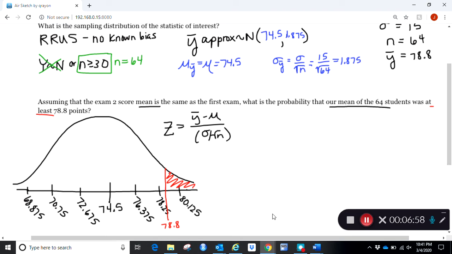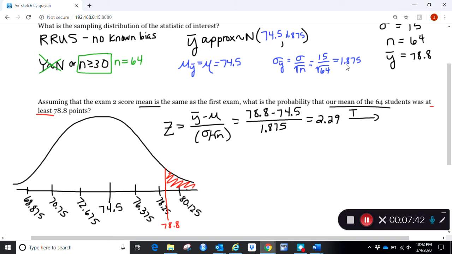This is where also the picture can be helpful, because I can see that my Z should be between 2 and 3 standard deviations above the mean. So my sample mean is at 78.8. My population mean is the 74.5. And the standard deviation of y bar, that's sigma over the square root of n, is the math we already did up here of that 1.875. Doing our calculation, we should get a z-score of positive 2.29, which is between our 2 and 3 that we could tell by the picture.